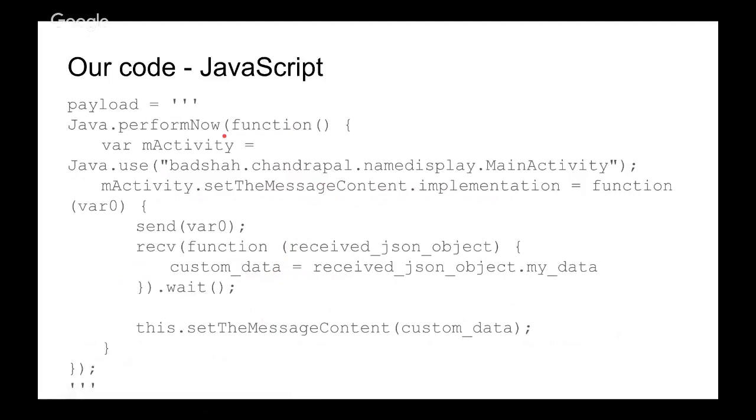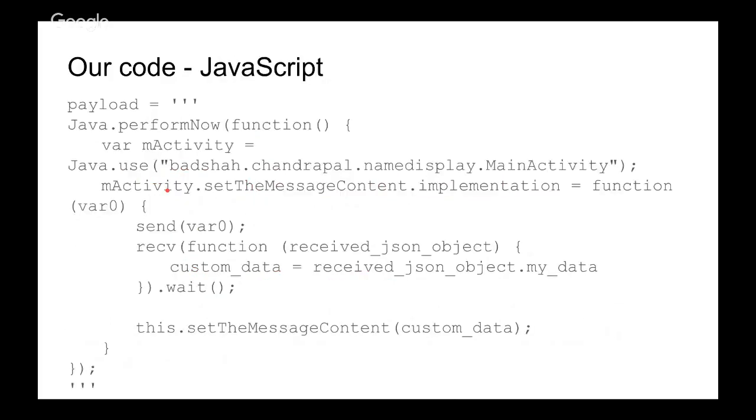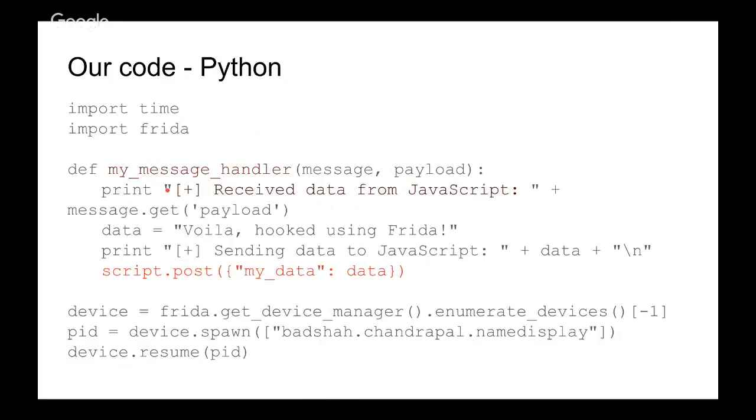Then let's analyze our payload. In our payload, we use Java.perform; Java.performNow would work fine too. We use this class name. Then we take control of this function, set the message content, and we implement it. What we do here is whatever variable is being passed to the set message content function, we send that to our Python code. So it just gets sent and handled using this. Then whatever we get here gets handled here, and we post it here.